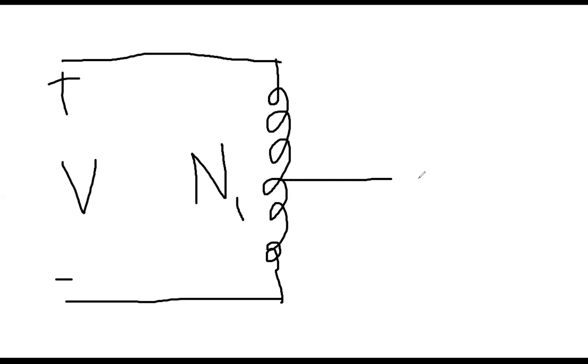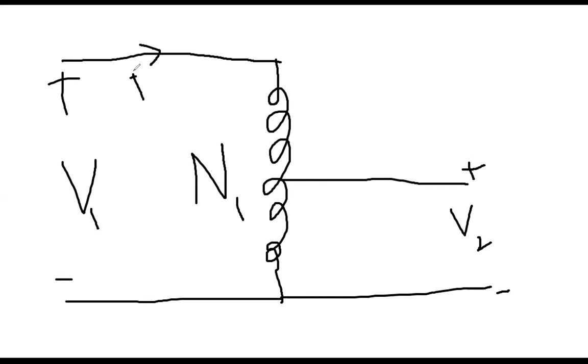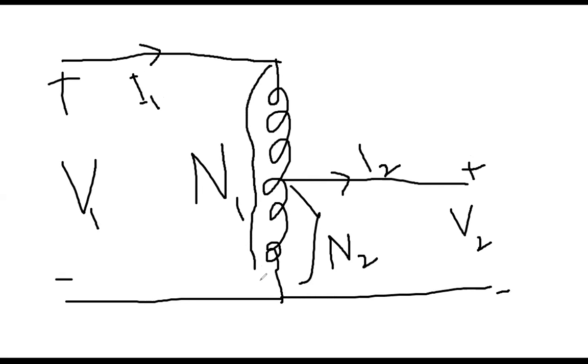Now, from here, make a tapping. For this side it is V1, and this side is V2. And the current flowing here is I1, and here the current flowing is I2. So here, the number of turns is N2. And the whole thing, from here to here, the whole number is N1. So from here to here, that is the remaining turns, N1 minus N2.